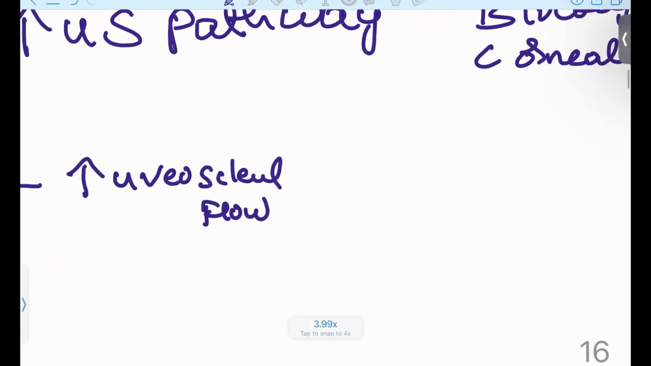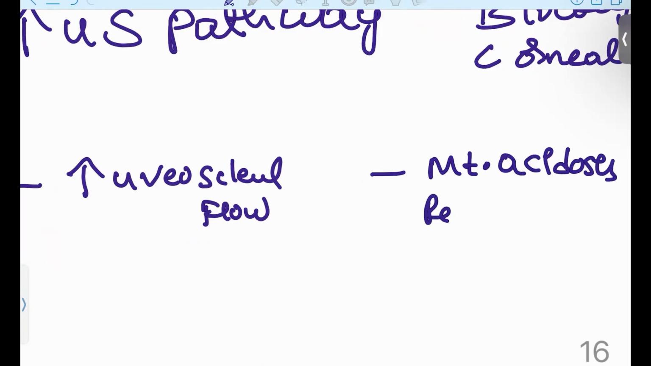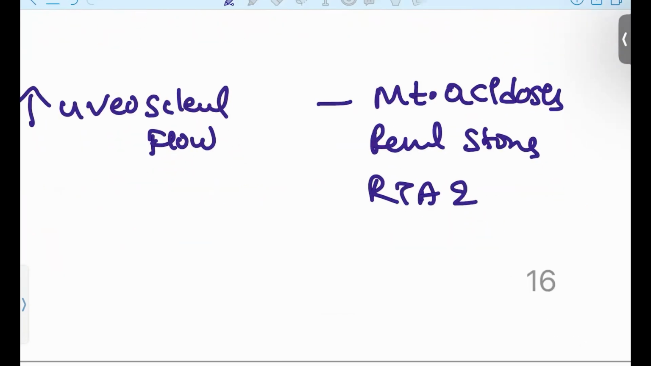What are the side effects? Mainly, given orally, it is going to cause metabolic acidosis, and the patient can also have renal stone formation and RTA, and kidney injury. These are the things that can happen in this patient.